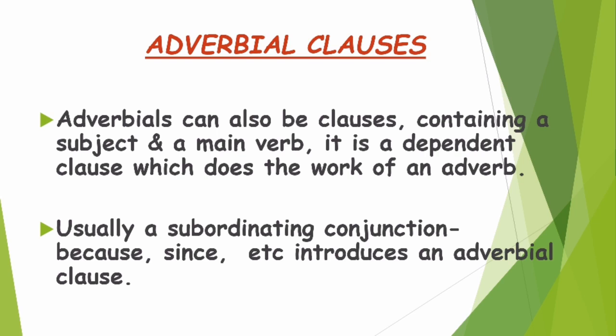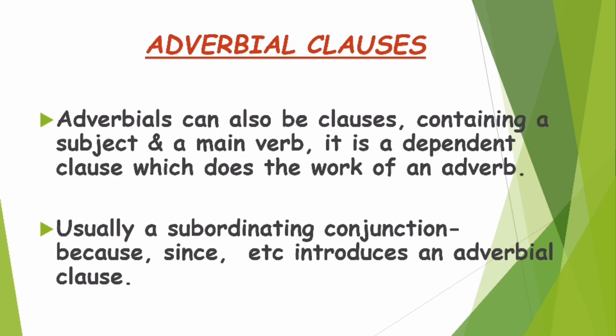Adverbials can also be clauses containing a subject and a main verb. It is a dependent clause which does the work of an adverb. What is a dependent clause? Dependent means it will depend on some other part of the sentence. Got it? Usually a subordinating conjunction is used, like because, since. It introduces an adverbial clause. So whenever an adverbial clause comes in a sentence, it will always have a subordinating conjunction like because, since, after, before, so that, a number of them, right? So it will be introduced by such conjunctions.